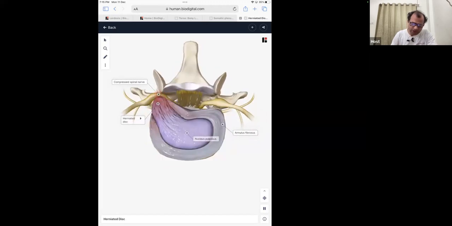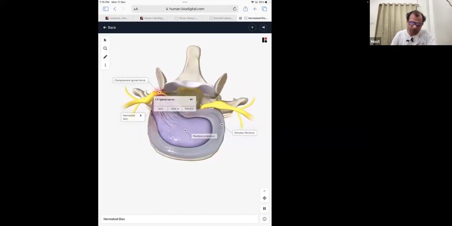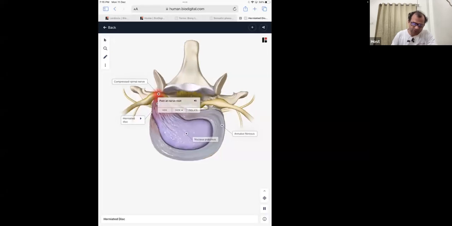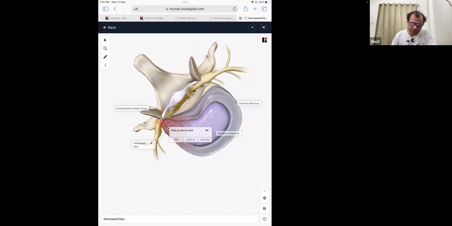And on both sides, we can see the nerves are coming out. So the main important thing which I want to tell you here, if there is a compression in the nerve, we are representing it with a red color. There is a pain at the nerve root.